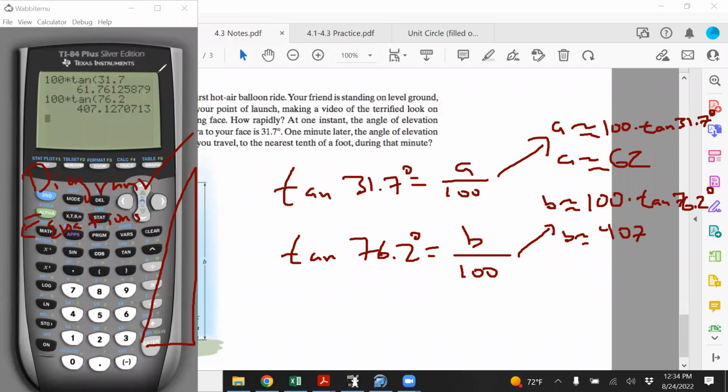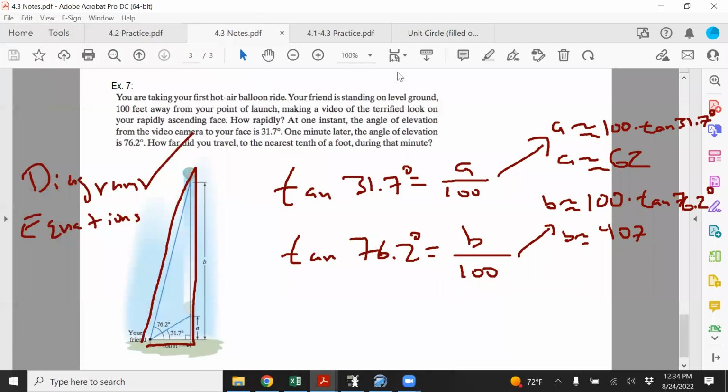So the question is, how far did he travel? So if you started here, after 1 minute, you go up to here. We want to know how far you come in that 1 minute. So you got to do B minus A.